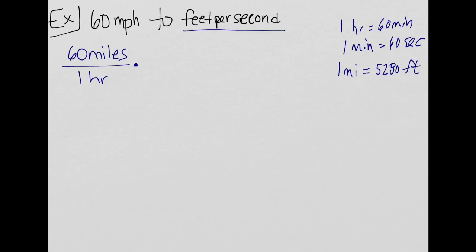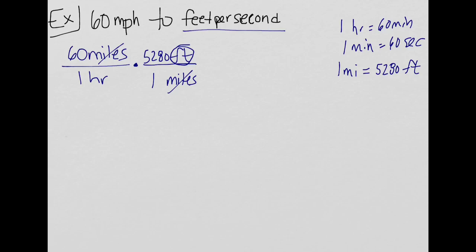All right, so it doesn't matter where you start. Let's just do our miles first. If miles is on top and I want it to cancel, I need it to go on bottom. So 1 mile is equal to 5,280 feet. And go ahead and cross out your miles so you see what's happening, and circle what you're left with, because that's what we wanted, feet. So I'm done. Don't keep going.